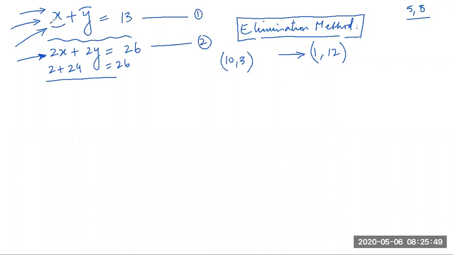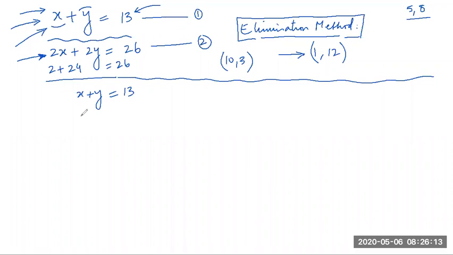You see, x plus y is 13. I've simply multiplied the whole thing by 2, giving 2x plus 2y is equal to 26. So whatever solution you get for this equation will also be the solution of the other equation. So this is a separate case. Now I will give you two more equations: x plus y is equal to 13 and y minus x is equal to 3.